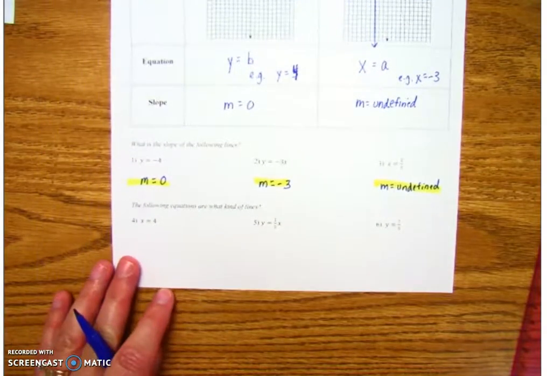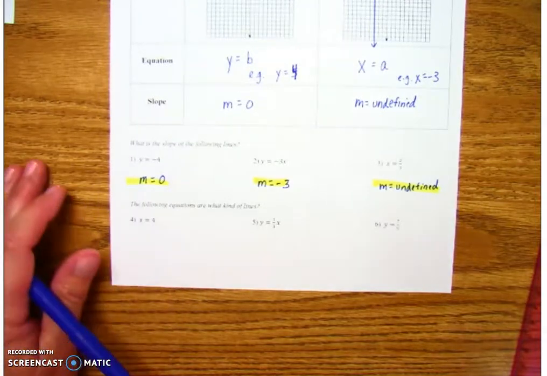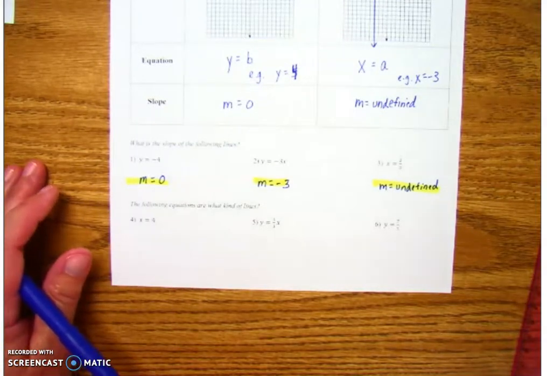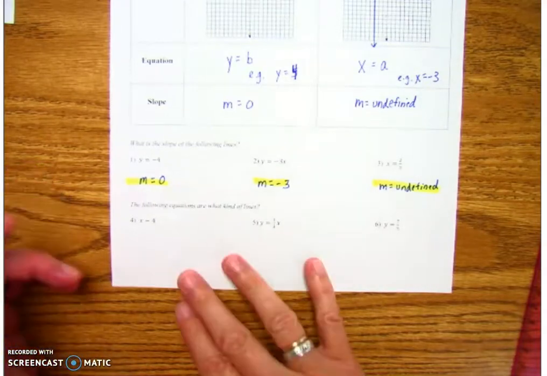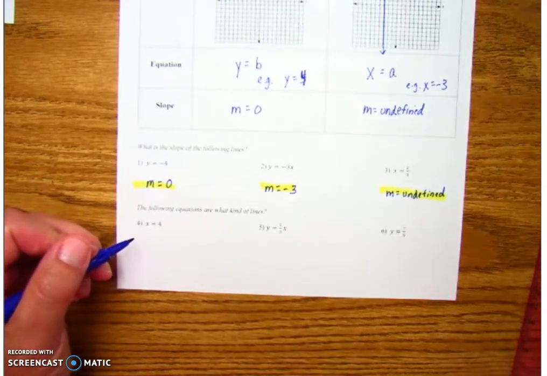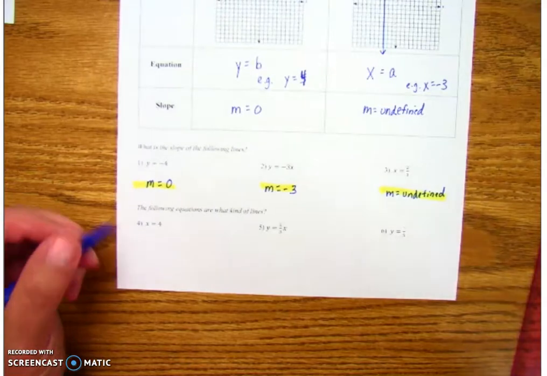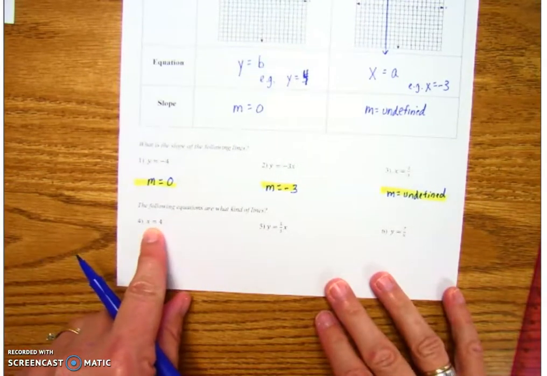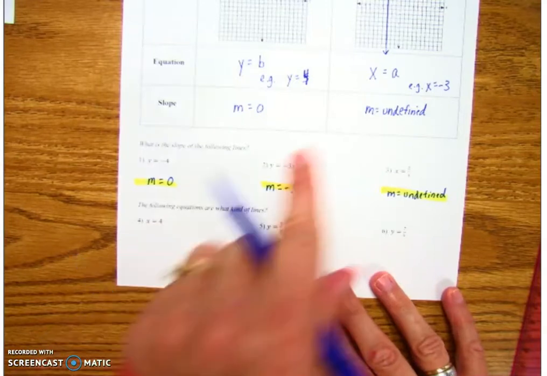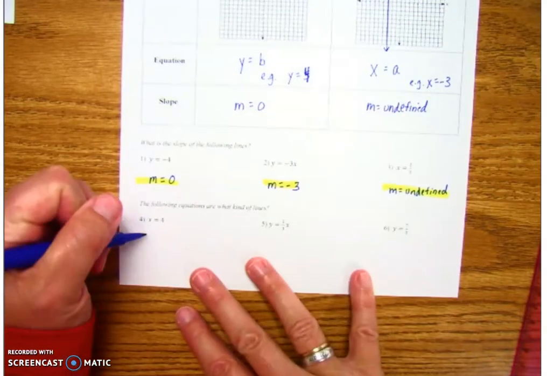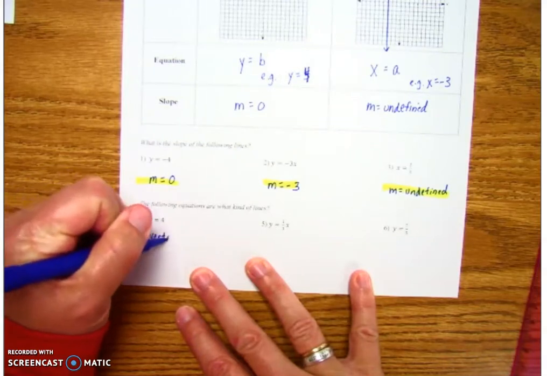Next, it says the following equations are what kind of lines. Remember, we talked about it the other day, horizontal, vertical, or an oblique line. So here, x equals 4, that's one of those special lines where you have just the variable x. So therefore, it's one of those special lines in the form of a vertical line. So this one is a vertical line.